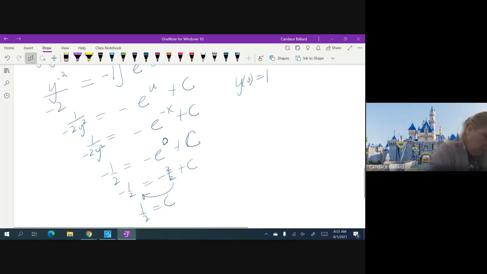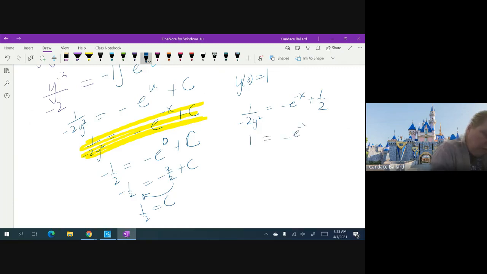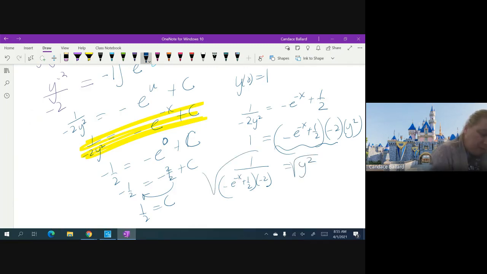And then I'm going to go into the line before I substituted. I'm going to plug the C in. So we get 1 over negative 2y squared equals negative e to the negative x plus 1/2. And then we're going to multiply by the denominator. So we get 1 equals this mess times negative 2y squared. And again, I'm going to use this little trick. I'm going to divide by all of this. So 1 over negative e to the negative x plus 1/2 times negative 2. And then again, we're going to take the square root. It would probably just be positive again because of our coordinate. So y equals the square root of 1 over negative e to the negative x plus 1/2 times negative 2.